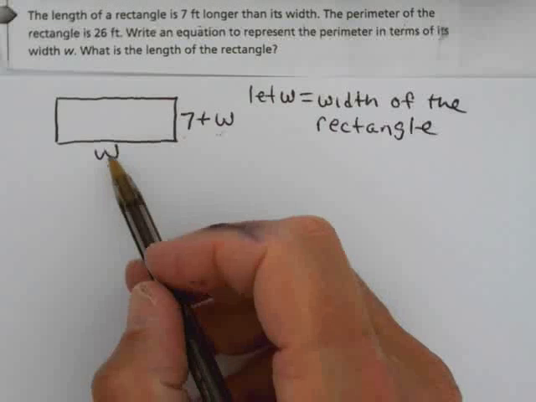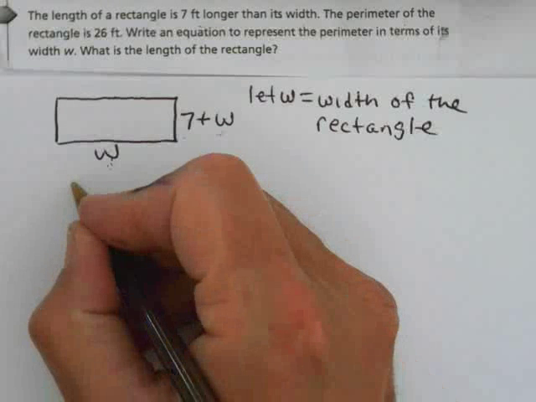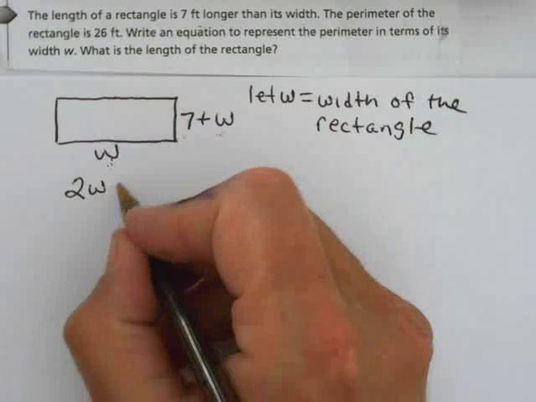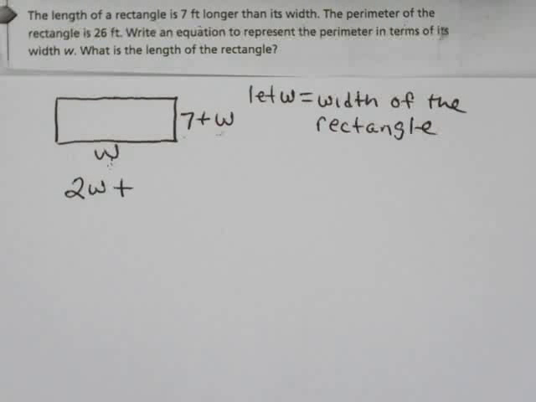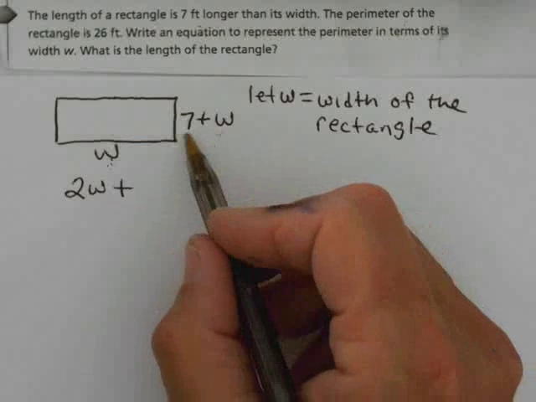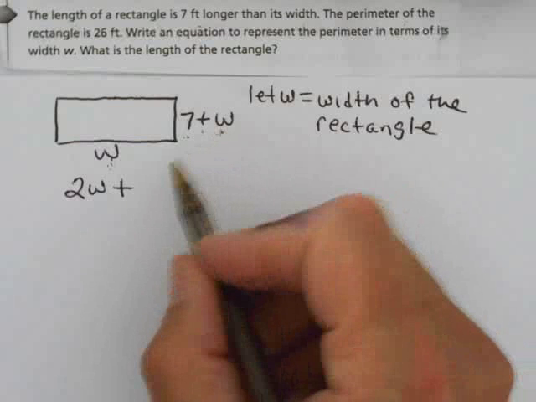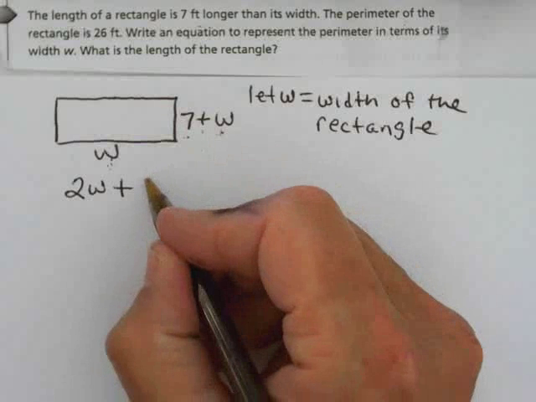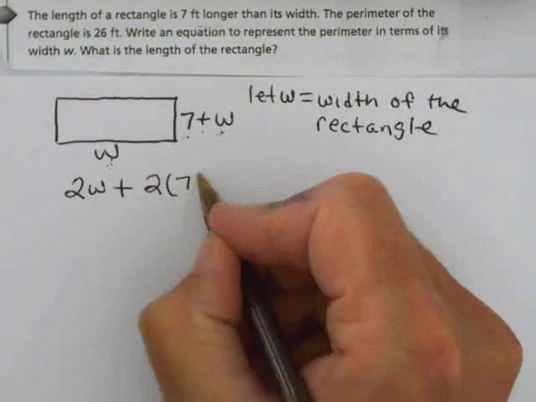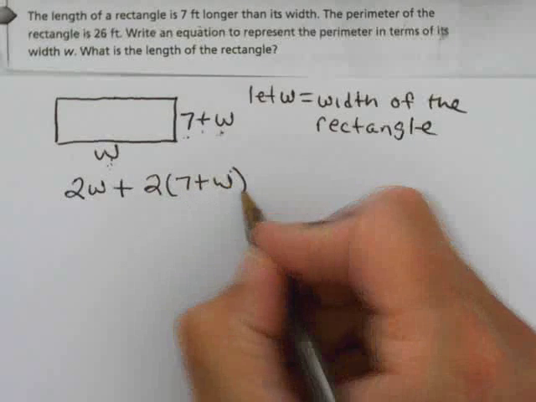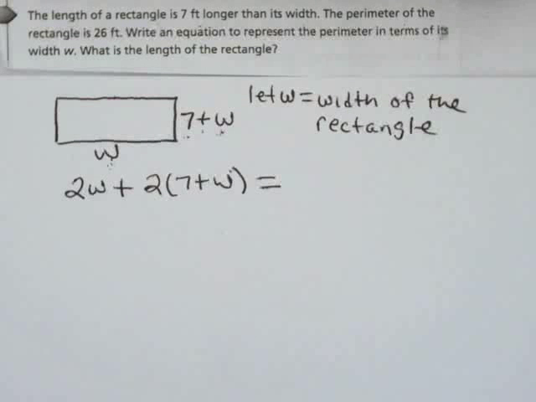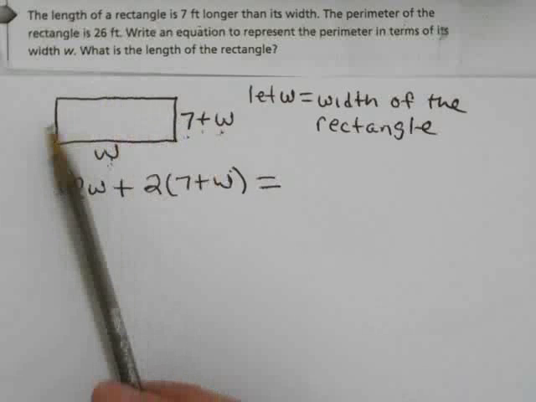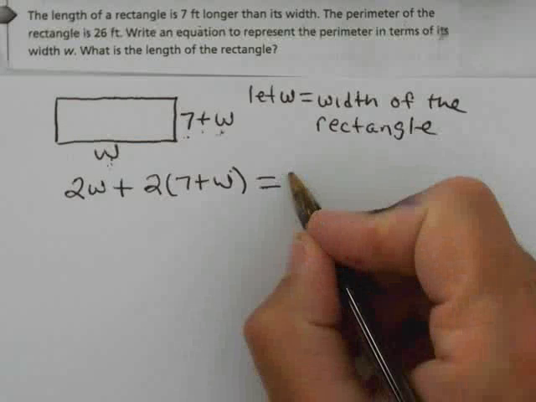Okay, so what is the sum of all of these sides? Well, that's 1W, that's another W, that's going to be 2W. And what am I going to add that to? I'm going to add that to the other two sides. And this is where the distributive property comes in, right? I don't just have one side that's 7 plus W. I have two of them. This side is 7 plus W, and this side is 7 plus W. So 2 multiplied by 7 plus W. And all right, what does that equal? Well, that equals the perimeter. This side plus this side plus this side plus this side equals 26 feet.